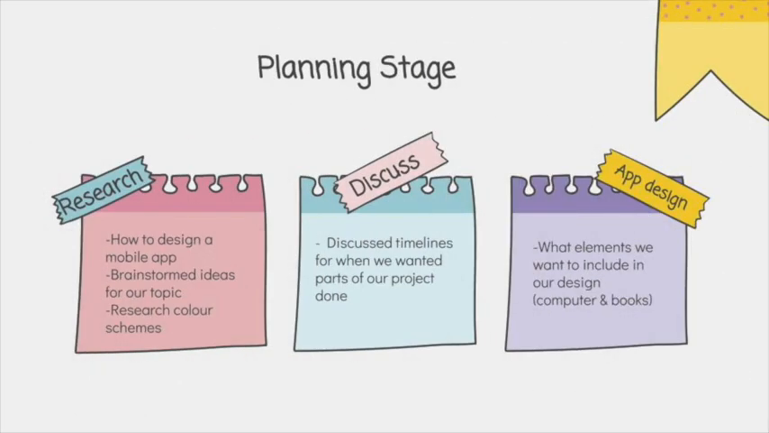During the planning stage, we brainstormed ideas and researched designing an app. We then focused on color scheme and the emotion and psychology of each color. We discussed what elements to include in our app design, such as computer and book. We also discussed our timeline for when we wanted parts of our project done by.